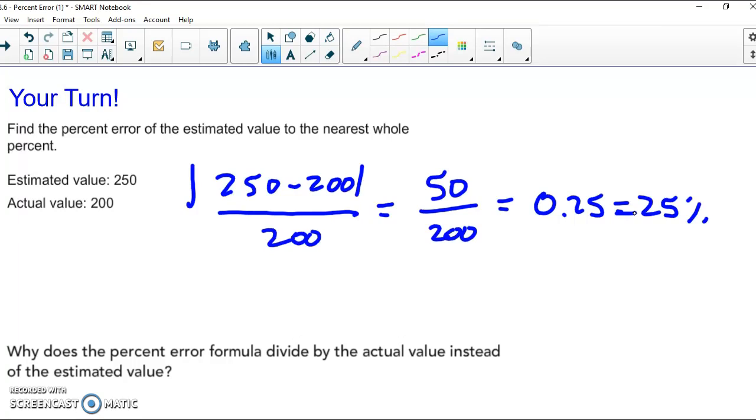And we get a percent error of 25%. Why does the percent error formula divide by the actual value instead of the estimated value? Well, we want to find the difference between what we estimated and the actual. So if I want to find the percent that I am off of this estimation, I need to compare to the actual amount or the actual value.